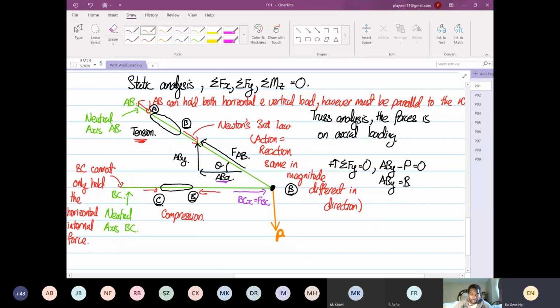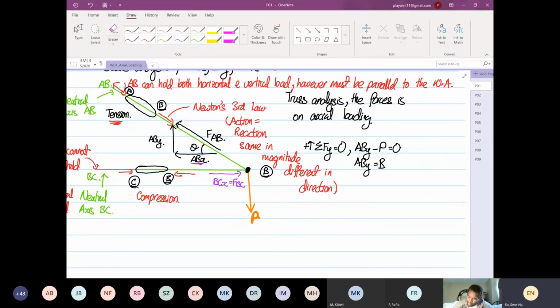Okay. And then if you were to find your FBC, we know that summation of forces in the x direction is equal to 0. So from here we have our minus ABX plus BCX is equal to 0. So we have BCX is equal to ABX, and this is equal to FAB.